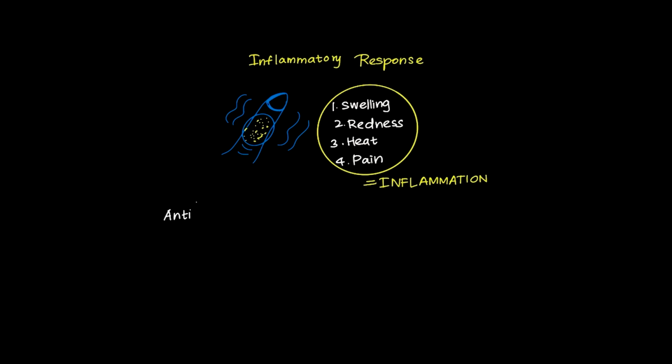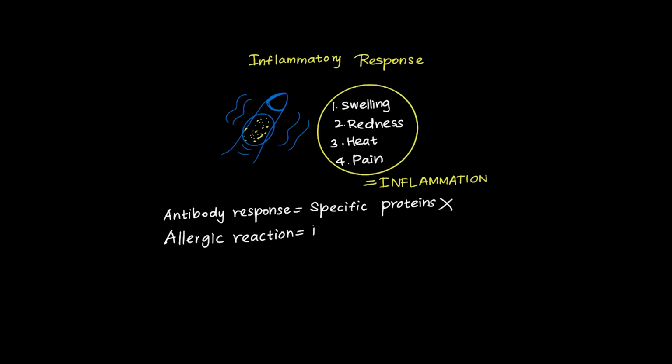The antibody response is more specific. It involves making proteins that target particular invaders. An allergic reaction is inflammation triggered by harmless substances like pollen. It's a type of inflammatory response, but not the general term. Metabolic response relates to energy and chemical processes, not immune reactions.